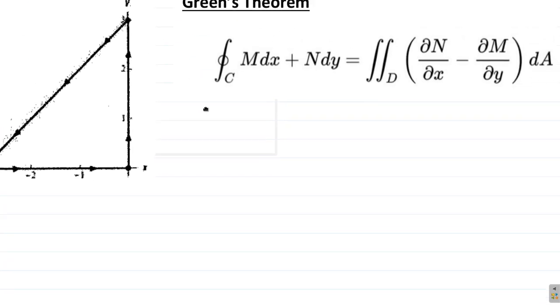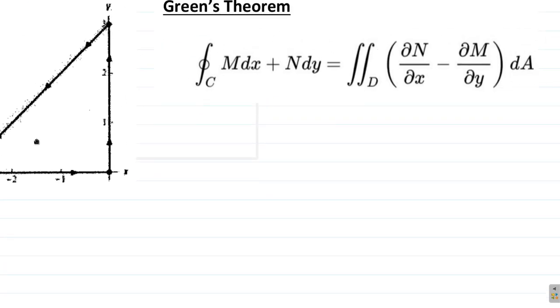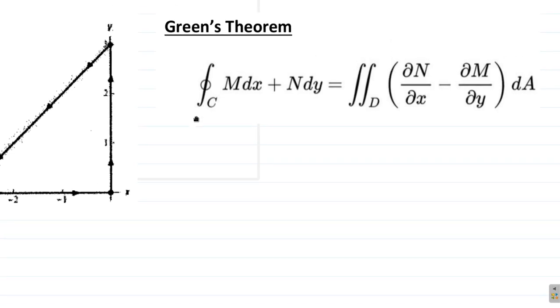Now, here, Green's theorem formula says when you have the integral around a closed curve of m dx plus n dy, well, usually I say p dx plus q dy, but they're just letters, it doesn't really matter whether you have m dx plus q dy or a dx plus b dy or whatever it is.